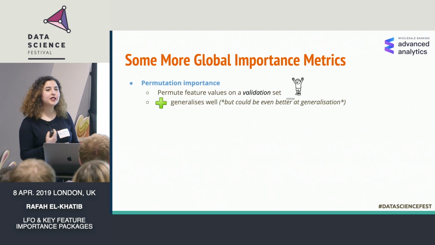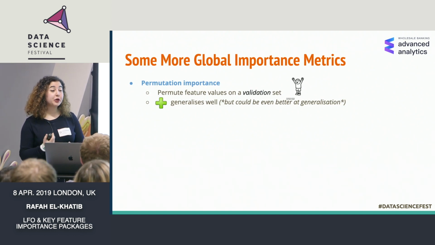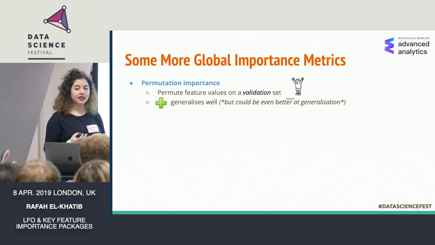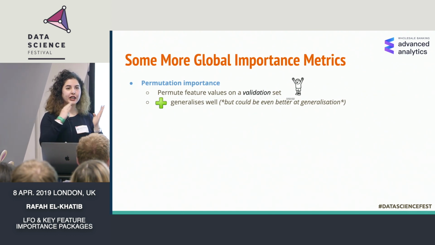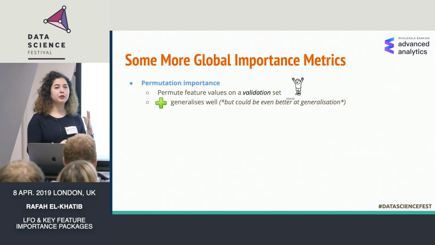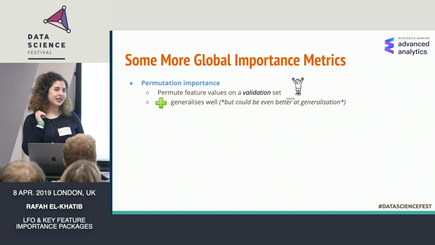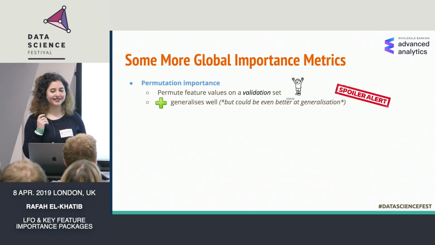Before I do that, some more global importance metrics. There's the permutation importance that doesn't have this problem. What this one does is it takes a model that's already been trained on a training set, and it takes a validation set, and it goes over one feature at a time. Each time, for this feature, it permutes all the values, evaluates the performance of the model, and sees how much it changed. If it didn't change at all, then the permutation had no effect, and therefore this feature was actually not important. And if it changed a lot, then this feature was important. This is a really cool metric, and it does generalize well, but it could be even better. Spoiler alert. It was not very well timed.